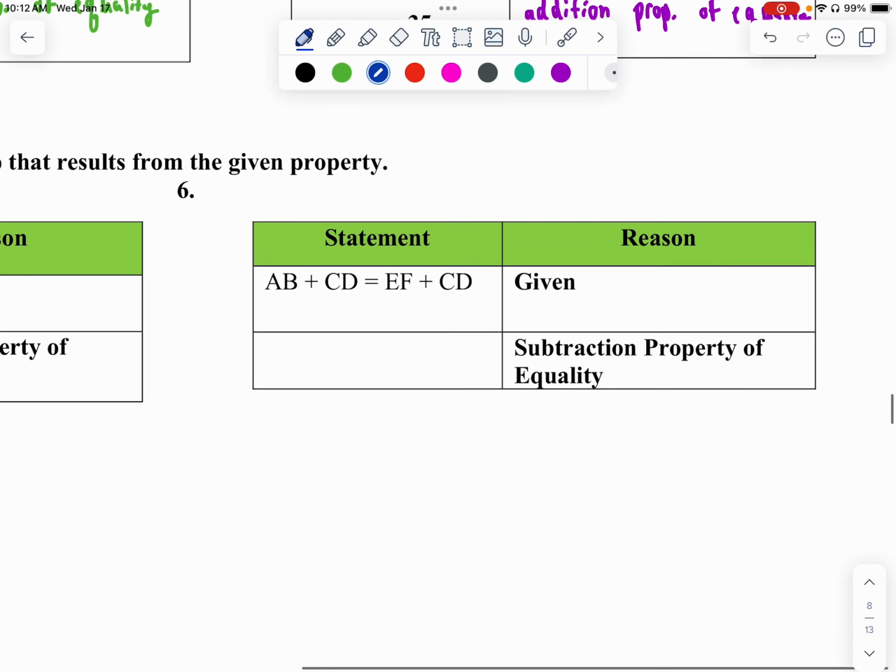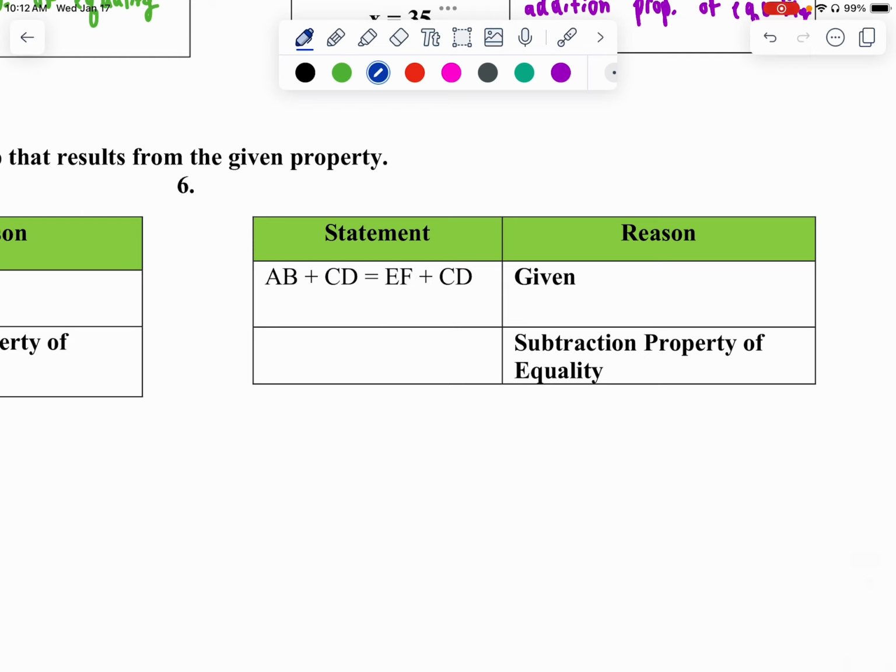Number 6 is a good one. Here we have some line segments. These properties work with numbers and segments. We have AB plus CD equals EF plus CD. It says we're using the subtraction property, so that's what we're going to utilize to simplify this. If I subtract CD on both sides, boom, it cancels out, leaving us with AB equals EF. Nice and simplified.